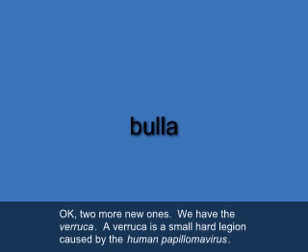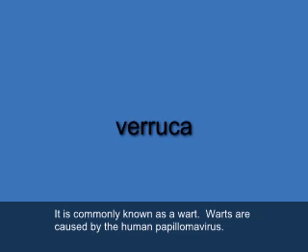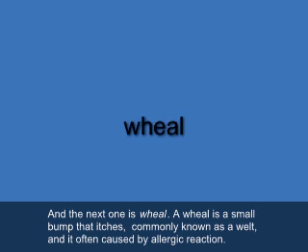Okay, two more new ones. We have the verruca. A verruca is a small, hard lesion caused by the human papillomavirus. It's commonly known as a wart. Warts are caused by the human papillomavirus. And the next one is wheal. A wheal is a small bump that itches, commonly known as a welt, and it's often caused by allergic reactions.